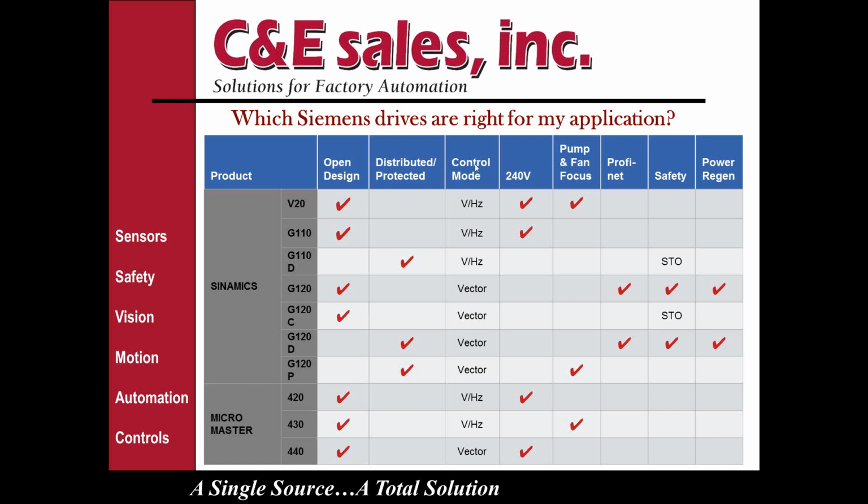Control mode: you see this column here of volts hertz, V/Hz, and vector modes. Two different kinds of controls. All the drives that have vector capabilities also have the volts hertz capabilities. But as you can see, the V20, the G110, and the G110D only have volts hertz capabilities. Some drives are available in 240, others are available in 480 on up.